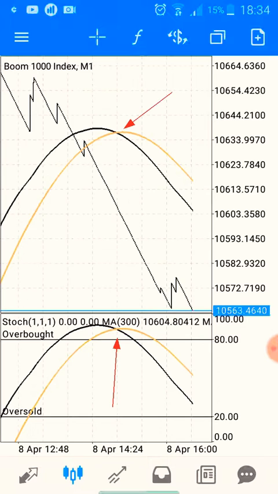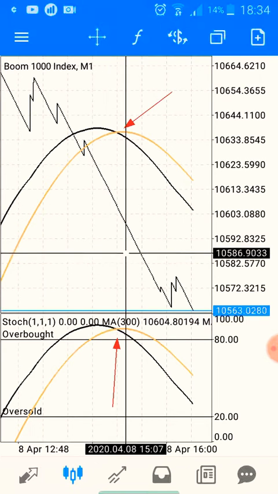So what are the conditions of the crossing in the stochastic? The condition is that the crossing should happen above the overbought or below the oversold. If the crossing has happened above the overbought, it means that we are going to make a sell entry. If the crossing has happened below the oversold, it means that we're going to make a buy entry. So in this instance, the crossing has happened above the overbought, meaning we're going to take a sell entry.